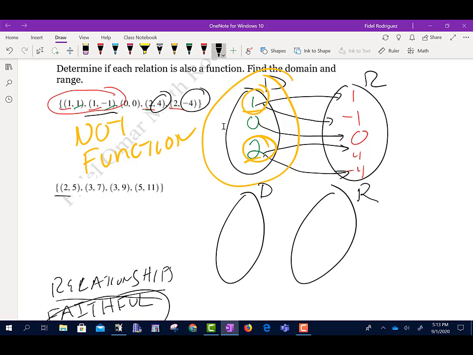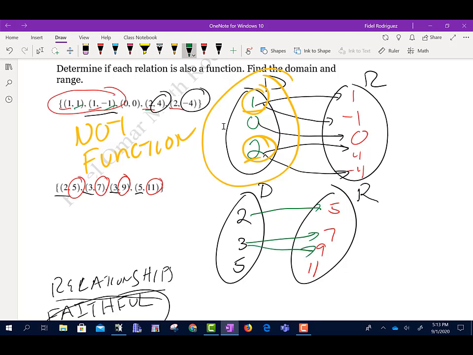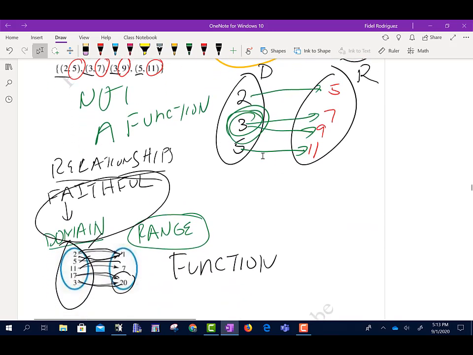So again, I'm going to put my x values here: 2, 3, 5. I'm going to write down my y values over here: 5, 7, 9, 11. And I'm going to draw my arrows. 2 goes to 5, 3 goes to 7, 3 goes to 9, 5 goes to 11. Not a function, right? Not a function because of number 3.